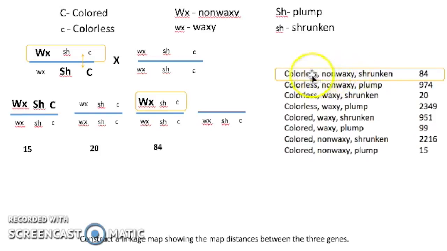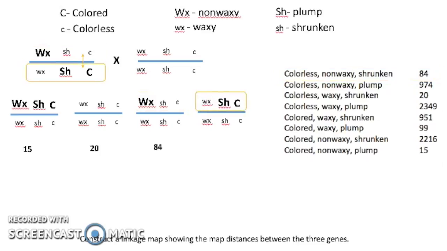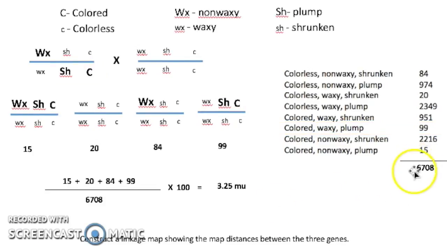And over here, this phenotype is colorless, non-waxy shrunken, and there's 84 of them. And the bottom portion matches to the colored waxy plump, and there are 99 of them. Do the same thing. We have the same total number of offspring, and now we're adding up these 4 phenotypic groups. So we have 15, the 20, the 84, and the 99. Divide it by the total number of offspring and multiply by 100, and we get 3.25 map units.